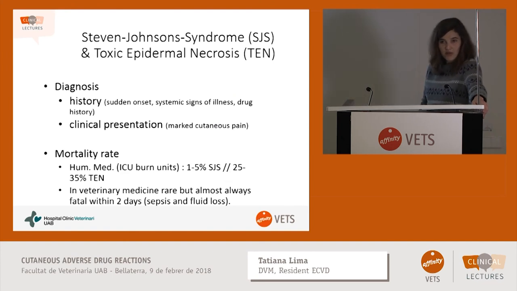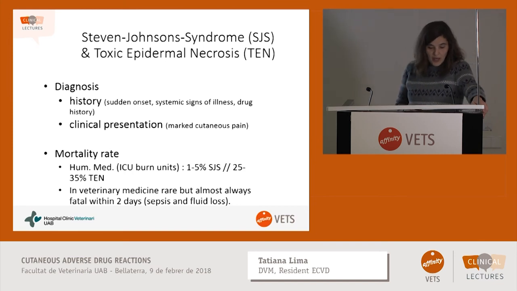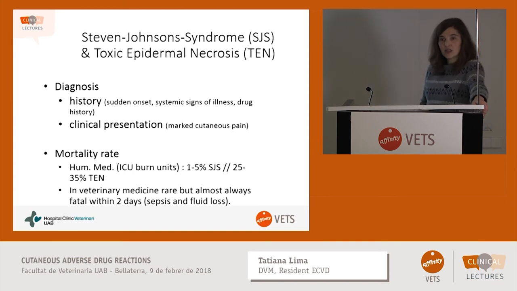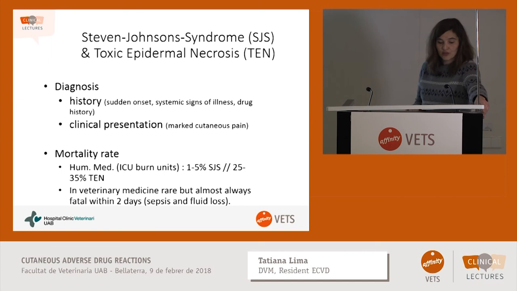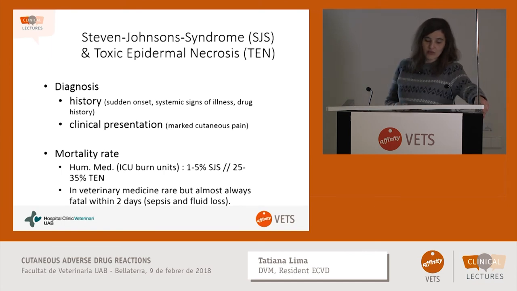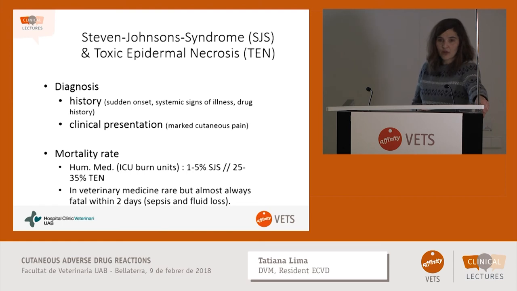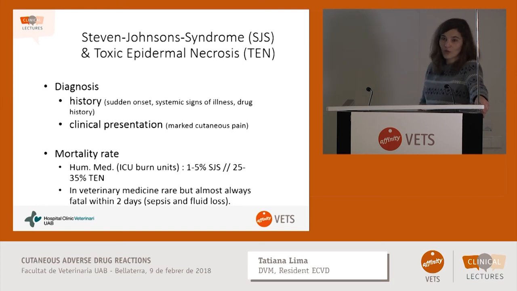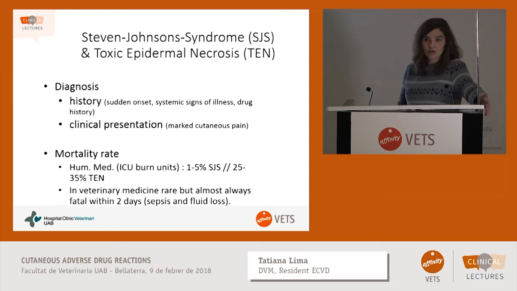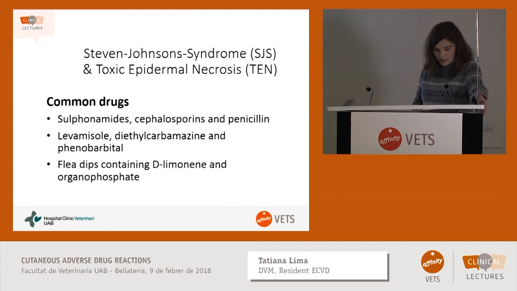It's a sudden onset. Usually there is a drug history, and the mortality rate is high, even in human medicine. If the patient is in an ICU burn unit from day zero, 25 to 35% of people with TEN die. In veterinary patients, almost all of them die, either from sepsis or due to fluid loss. Common drugs: sulfonamides again, levamisole, phenobarbital. There are case reports with dips containing anti-flea products.